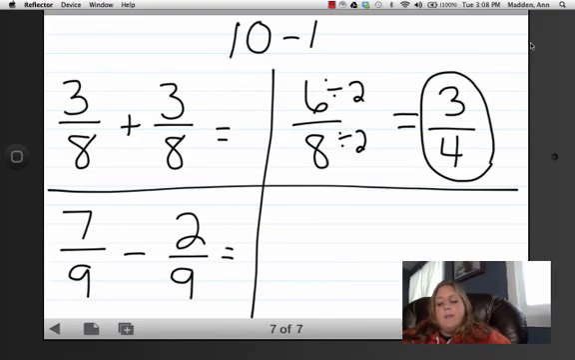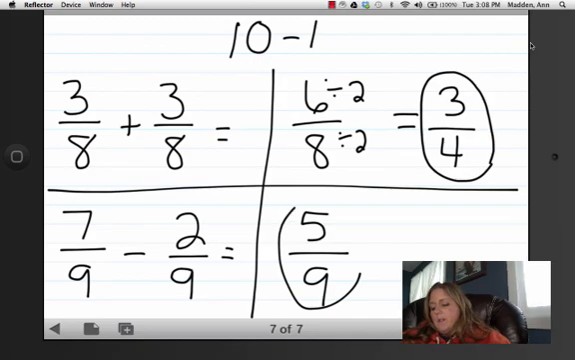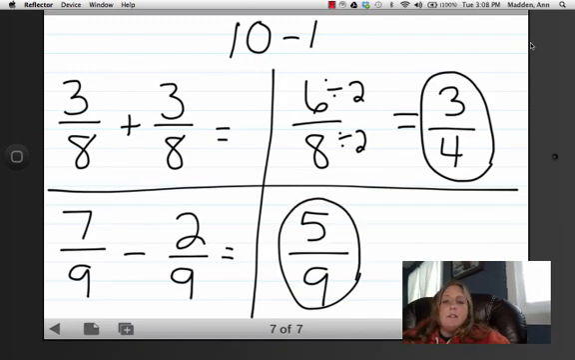The last one. 7/9 minus 2/9. My denominator would have been 9. 7 minus 2 is 5. I cannot reduce it down any, so my answer should have been 5/9.